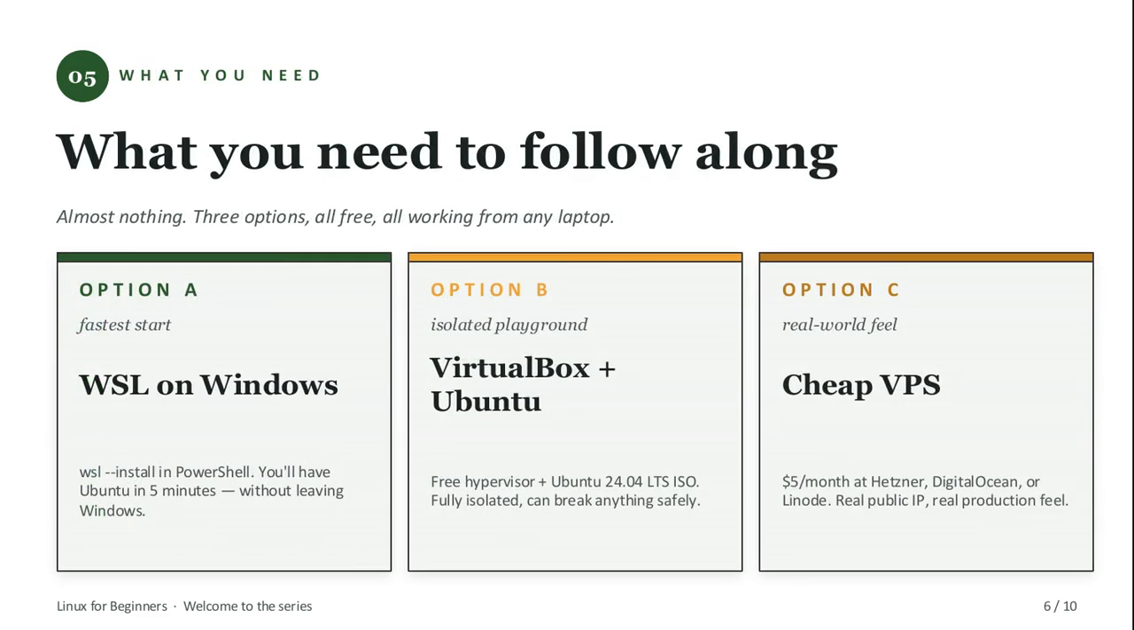To follow along, you barely need anything. If you're on Windows, open PowerShell and run wsl --install. 5 minutes later, you have Ubuntu, no reboot, no dual boot. If you'd rather keep things sandboxed, grab VirtualBox and the Ubuntu 24.04 LTS ISO and break things freely. And if you want the real feel of a server you actually operate, $5 a month at Hetzner, DigitalOcean, or Linode gets you a public IP and a proper target. Pick one. Any of them works for the whole series.